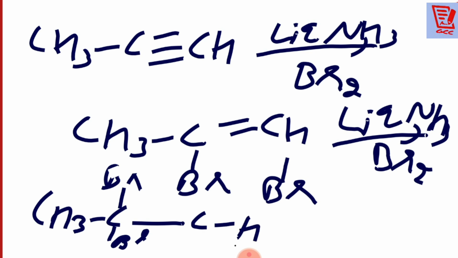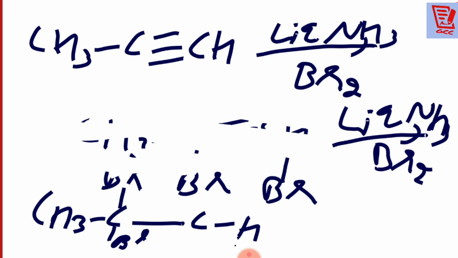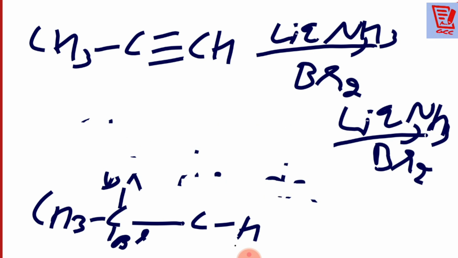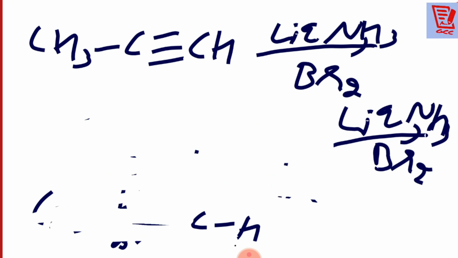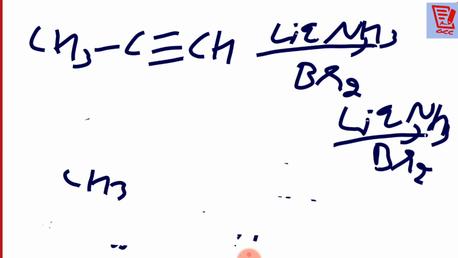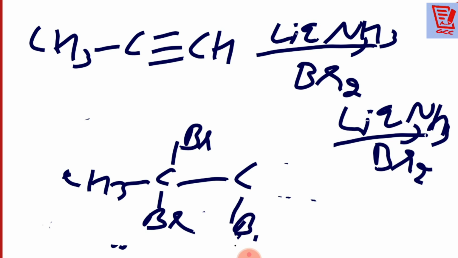Just wait, I am rubbing out the upper one. I think you have seen that one. The final product I am going to make again. Please see, all of you. Then the final product will be formed this way only. You must see CH3, then CBr2, here it is Br, here it is Br, and the H. Clear? This is what we have made from the halogen. Preparation we have done from the alkyne.